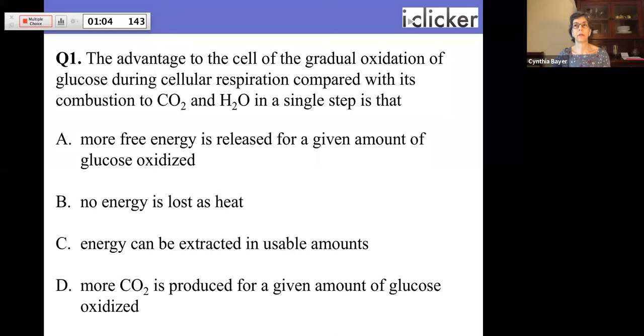Let's get our votes in, about 5 more seconds. What's the advantage of the cell evolving all of the enzymes, catalyzing all of the different steps of this long biochemical pathway of gradually oxidizing glucose? All right, let me close it up.